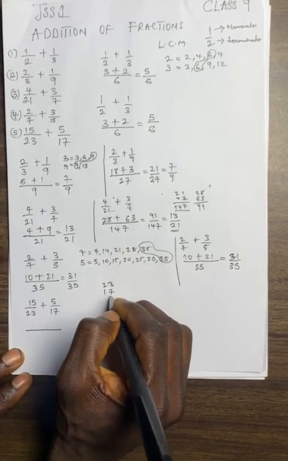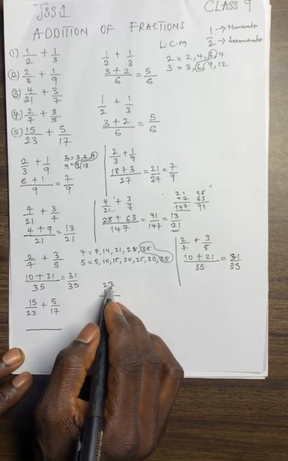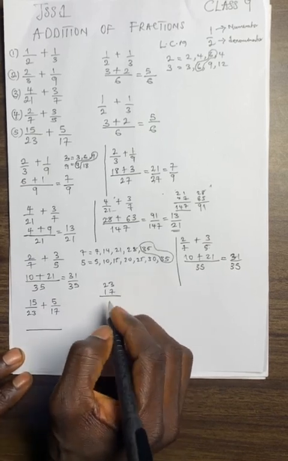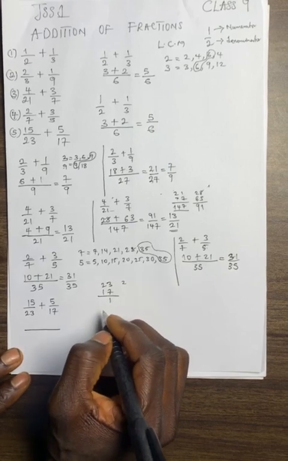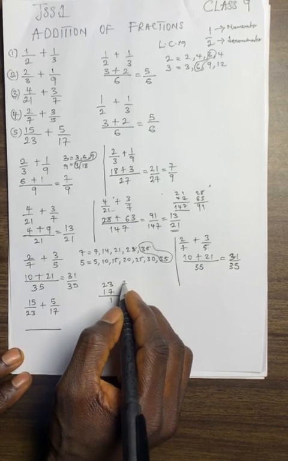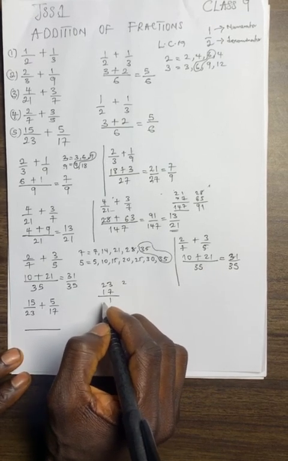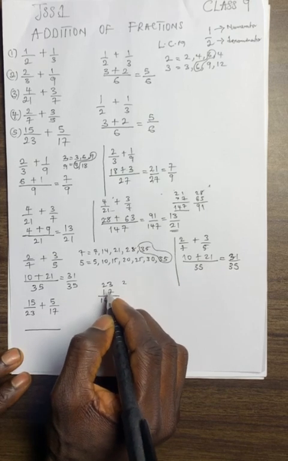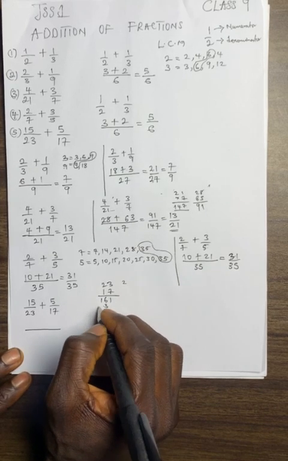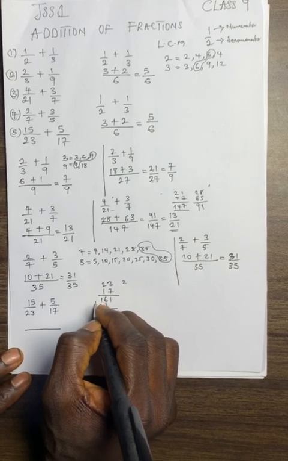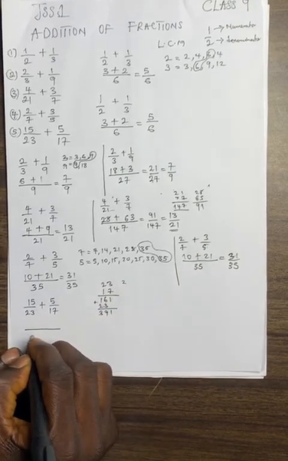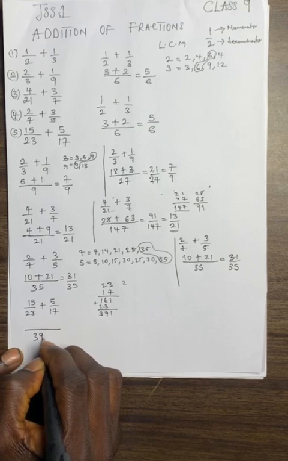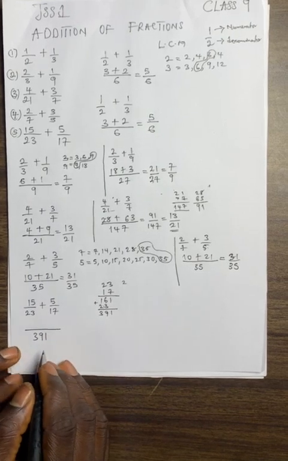23 times 17. 7 times 3 is 21. So we have 1, we carry 2. 7 times 2 is 14. 14 plus 2 is 16. 1 times 3 is 3. 1 times 2 is 2. Then add: 1, 9, 3. We have 3, 9, 1. So what are we doing next?